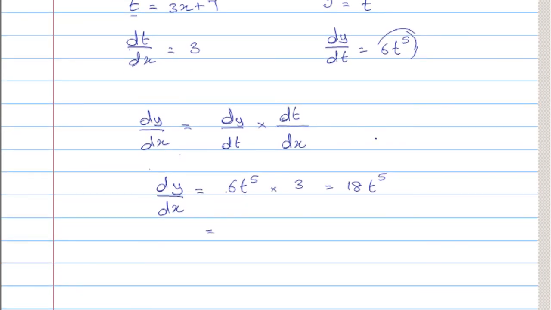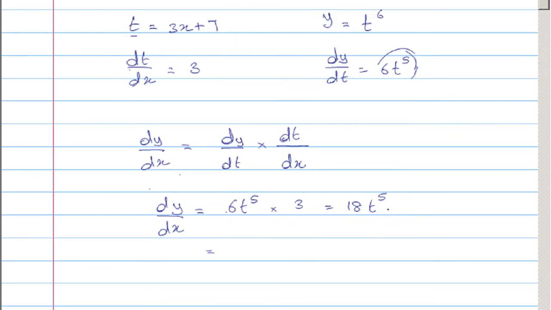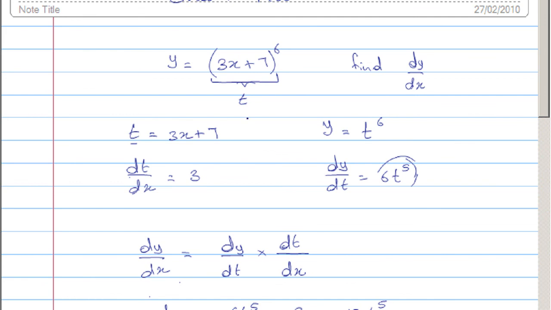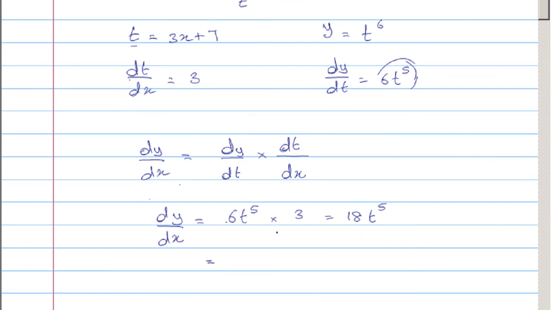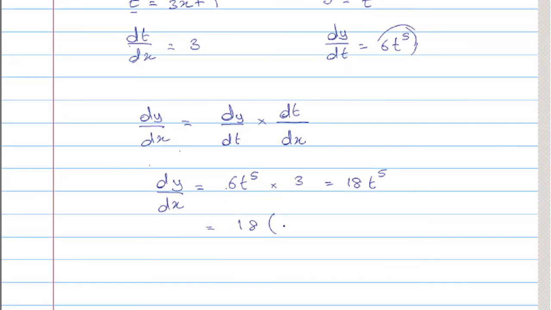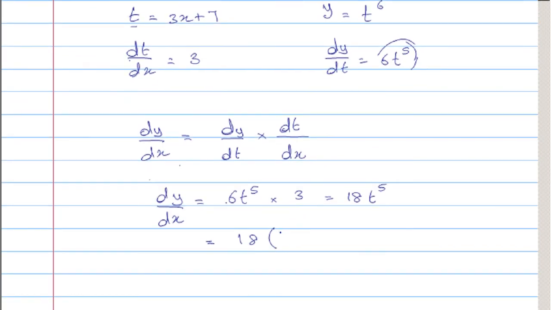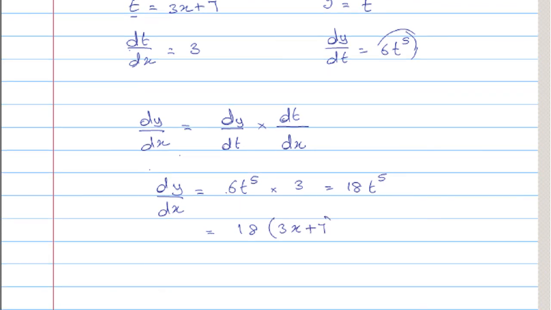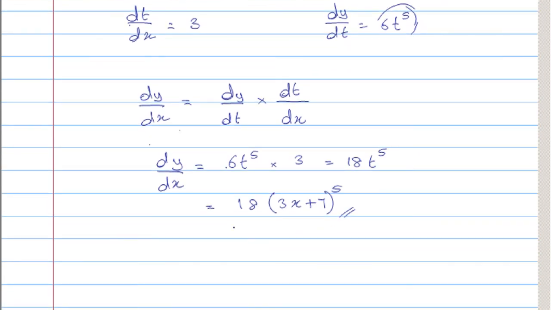Now remember, our function y was given in terms of x and not in terms of t, and t is a variable that I just introduced. So I have to put all of this back into terms of x. Instead of 18t to the power 5, I can rewrite this as 18 times, replacing t with 3x + 7, so I have 18(3x + 7) to the power 5. And that will be dy over dx.